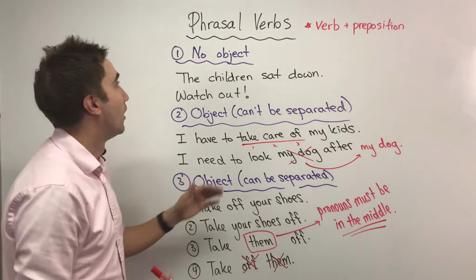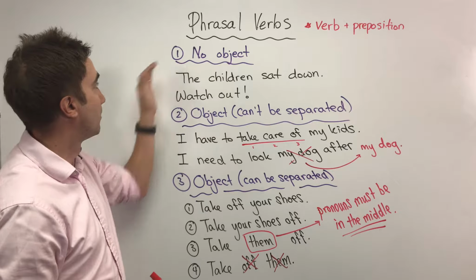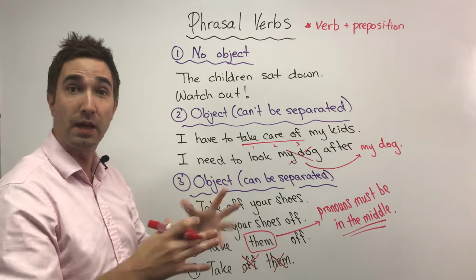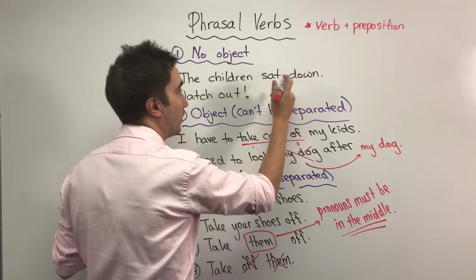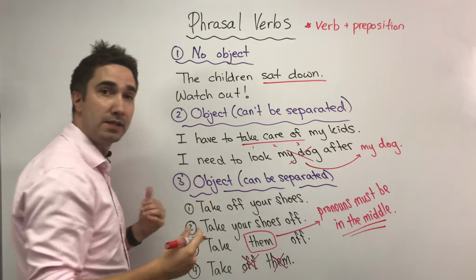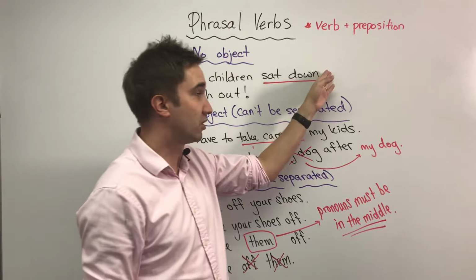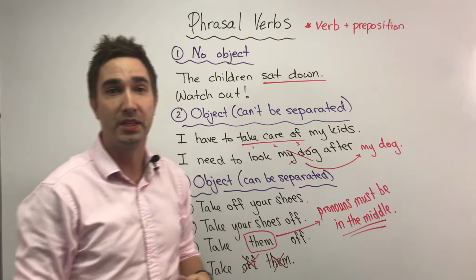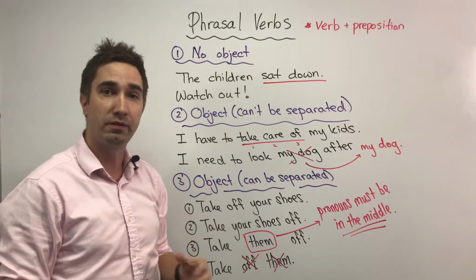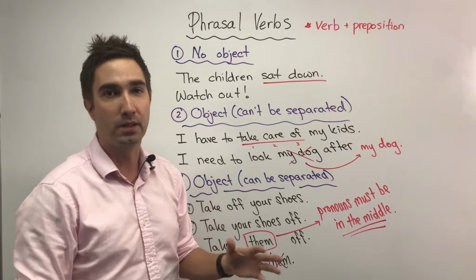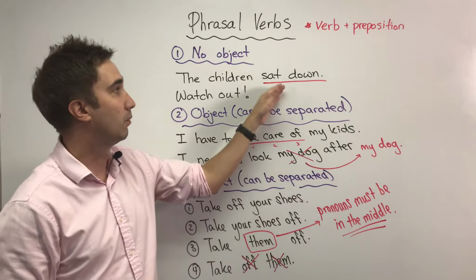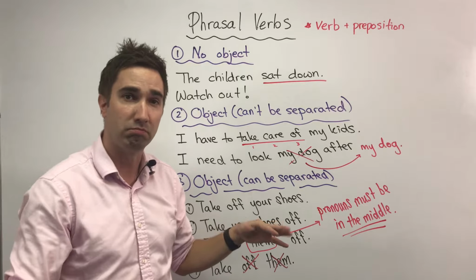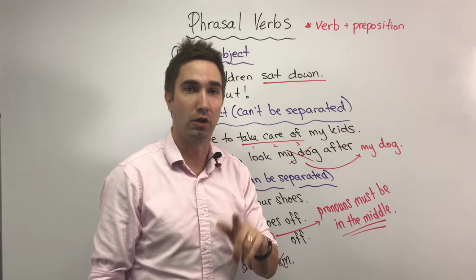Sorry. All right, so we're talking about phrasal verbs. Number one, some phrasal verbs have no object. So for example, the children sat down. I can say on the floor or something like that, but the phrasal verb sit down doesn't need any object. So we have a subject, the children, and we have a phrasal verb, and that's it. So we do not need an object.